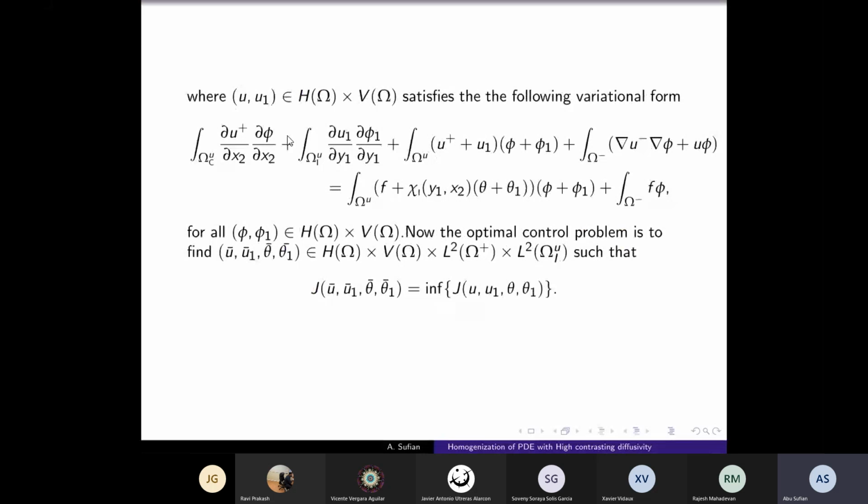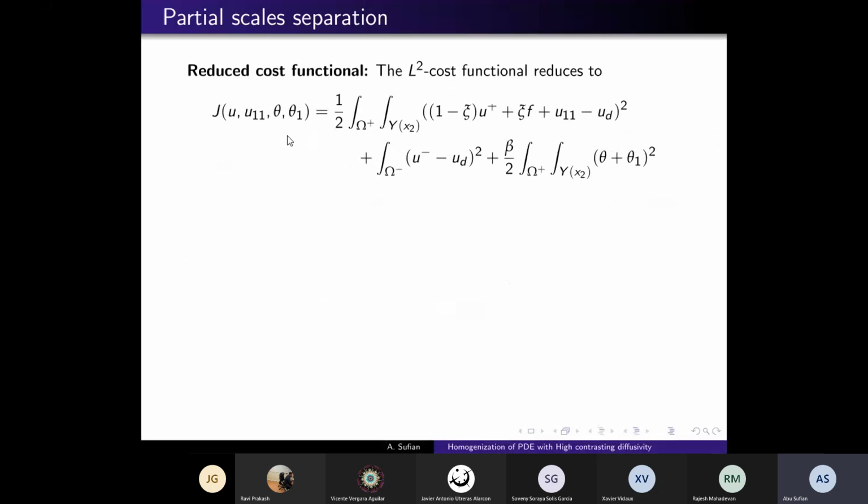Now, if we again try to separate the scales, for this case we will not be able to separate fully, but we can partially separate the scales. The reduced cost functional has the first two terms, not as they are, but with one extra u11 term. u11 is not fully separated; it has dependency on y1. So we have 1 minus xi u plus xi f plus u11 minus ud, and the lower part is not going to change, it will be as it is, because there is no effect of insulation.